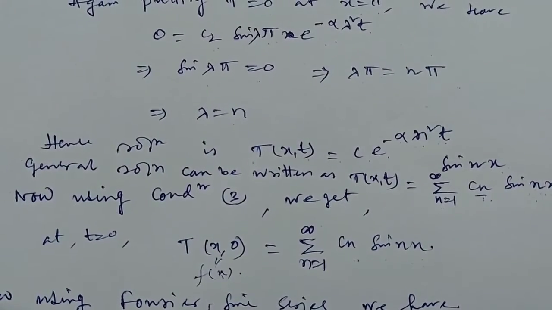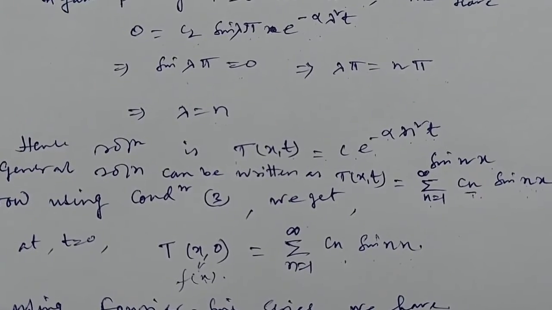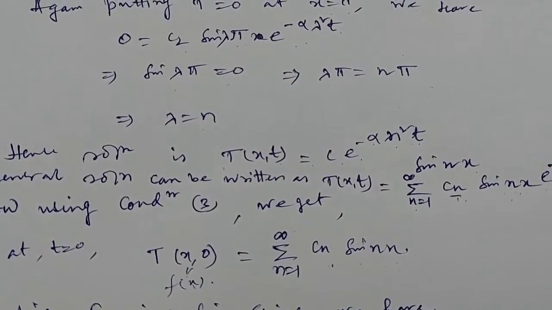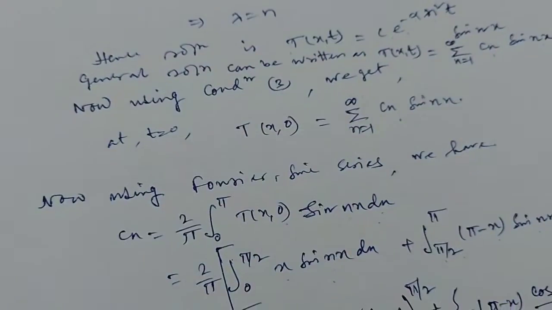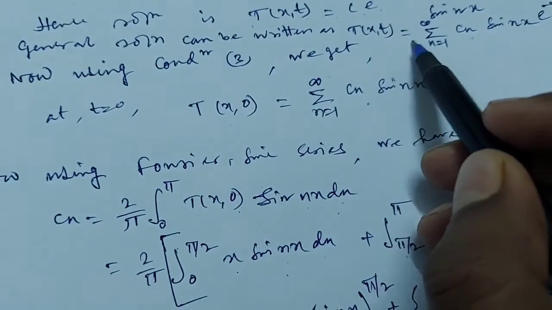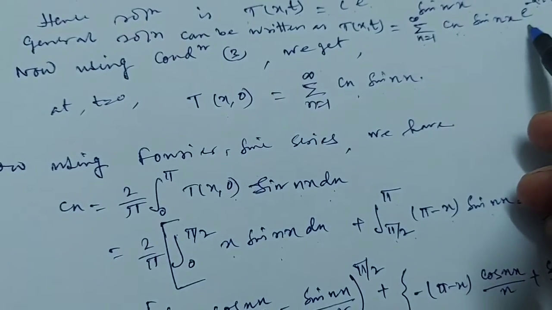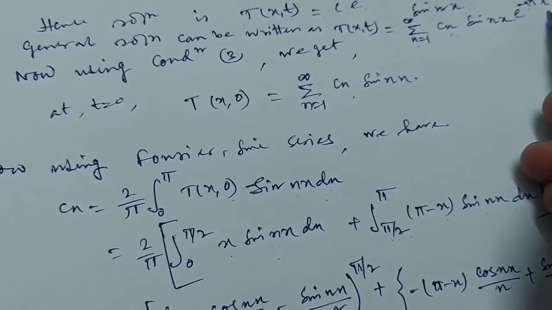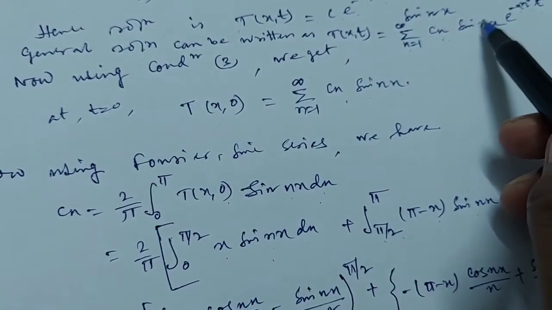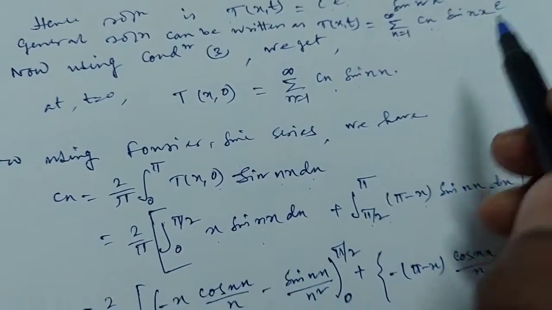Hence the solution can be written as T(x,t) = c e^(-αn²t) sin(nx). So we now try for the general solution. The general solution can be written as T(x,t) = summation n = 1 to infinity of cn sin(nx) e^(-αn²t). Here we put λ = n, so λ² becomes n², and sin(λx) becomes sin(nx).